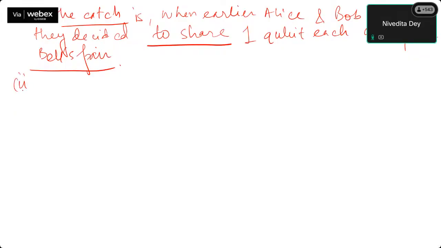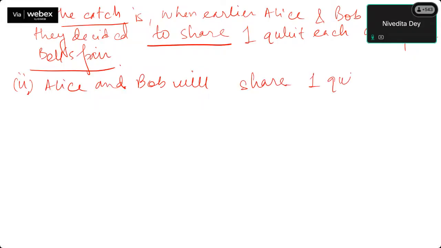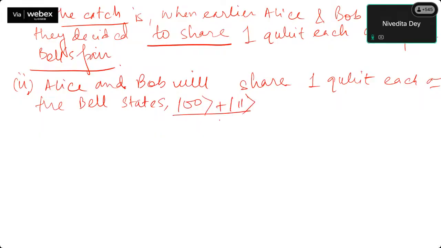So the point number 2 is, Alice and Bob will share 1 qubit each of the Bell states, which is of this form. So this is an entangled state.